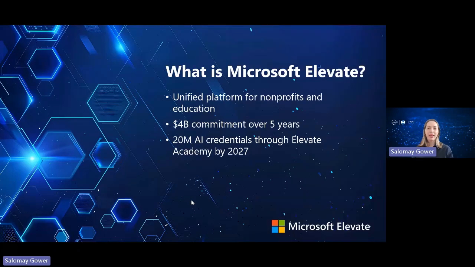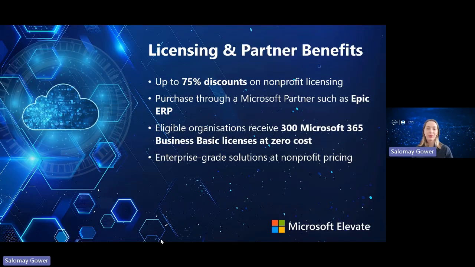Microsoft Elevate brings philanthropy, nonprofit, licensing and education initiatives together into one program. Over the next 5 years, Microsoft has committed $4 billion globally. Through Elevate Academy, the goal is to help 20 million people achieve AI skills credentials by 2027. Elevate is designed to deliver scalable and sustainable impact for nonprofits and schools. One of the biggest advantages of Elevate is in licensing.